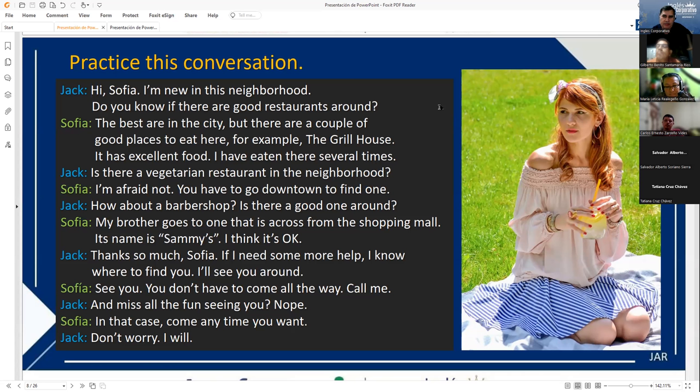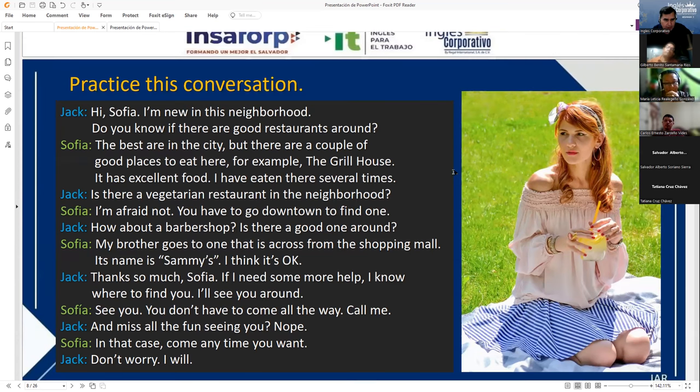Not with a T is information that you copy from. When you want to remember something, you take notes. But this is with a P. Okay, go and practice the conversation. My dear angelitos. Let's see.